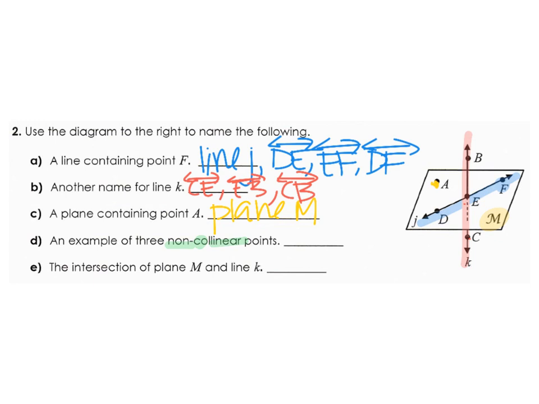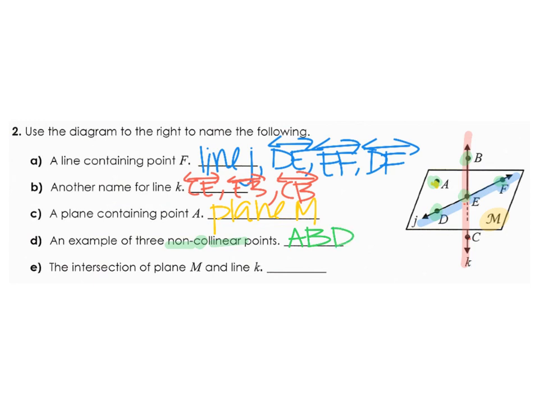Let's see, 3 points. We can say B, F, and E. All right, that's 3 points. They do not all lie on the same line. You could also say A, B, and E. That would work too. Or A, B, and D. All of those combinations would work. All right, so I'm just going to say A, B, and D.